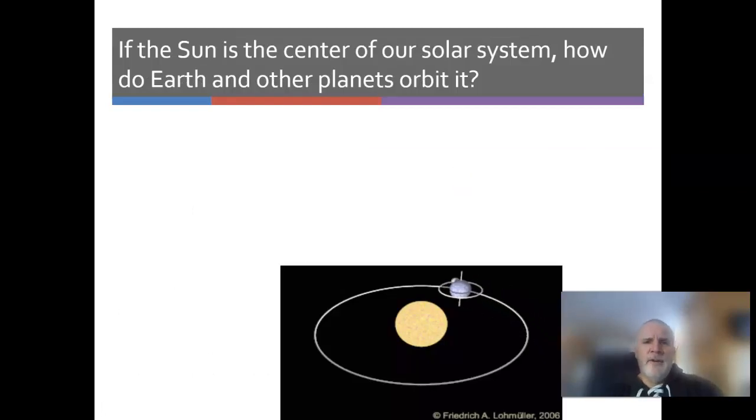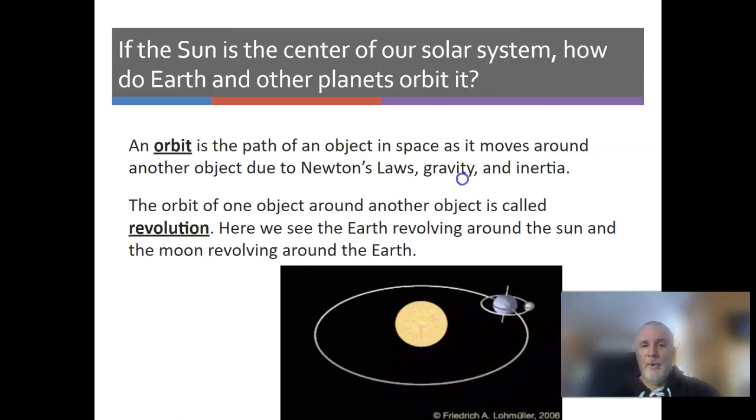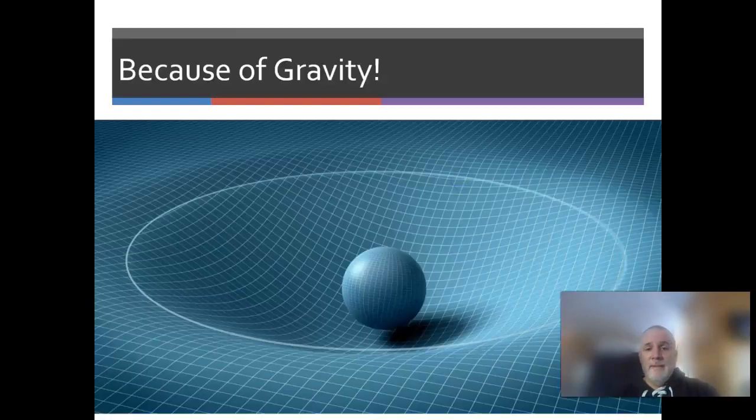So if the sun is the center of our solar system, how do the Earth and the other planets orbit it? An orbit is the path of an object in space as it moves around another object due to Newton's laws, gravity, and inertia. And you can see in the picture, the Earth is going around the sun and the moon is going around the Earth. They are both in orbit. The orbit of one object around another is called a revolution. Here we can see the Earth revolving around the sun and the moon revolving around the Earth. And why? Because of gravity.